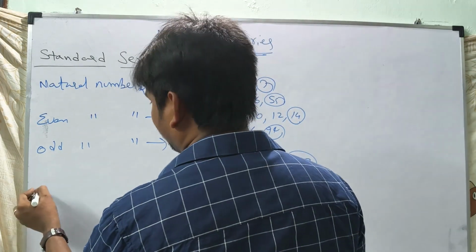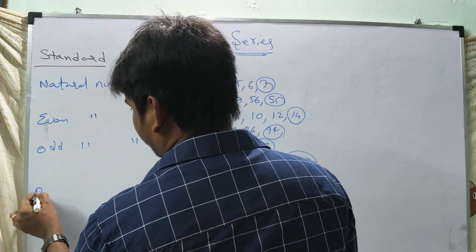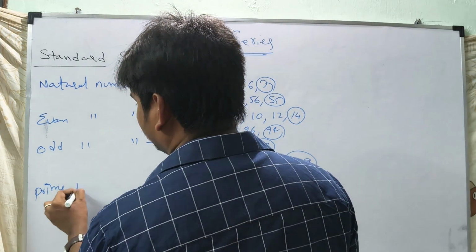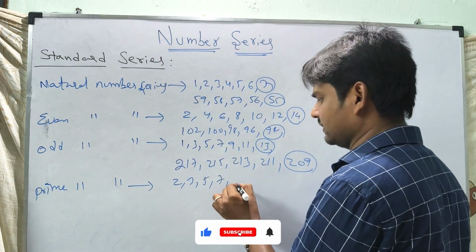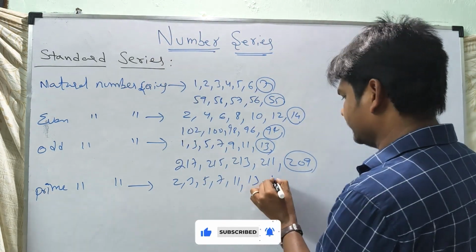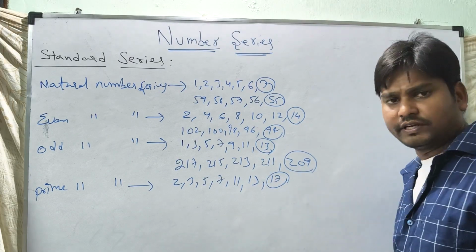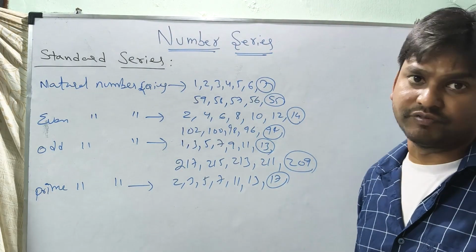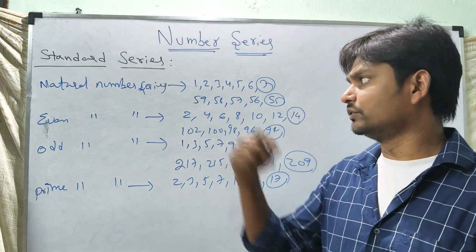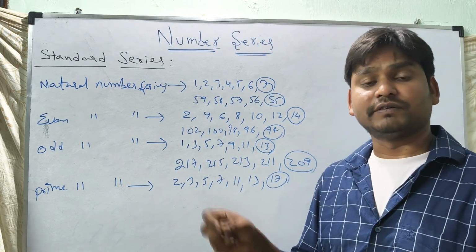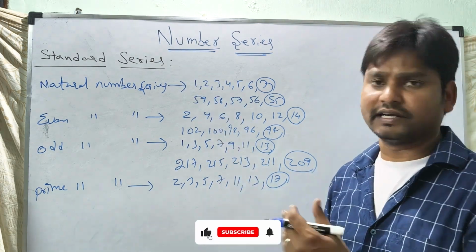Next, prime number series. See here, an example: 2, 3, 5, 7, 11, 13. Next would be 17. If it is increasing order, it is very easy for you. If it is decreasing order, that's why I am giving you prime numbers between 1 to 100. Most probably you will get like this.